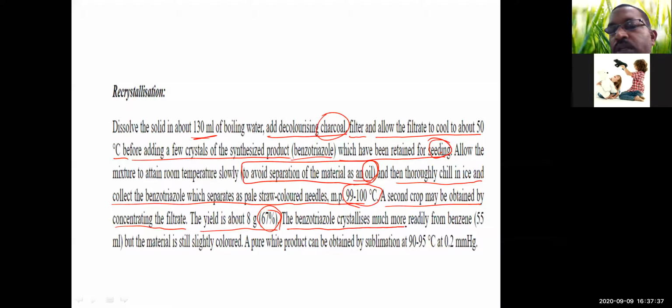Then the benzotriazole crystallizes much more readily from benzene. 55 ml of benzene you can take, but benzene is not to be used for the crystallization process. It's a harmful solvent.